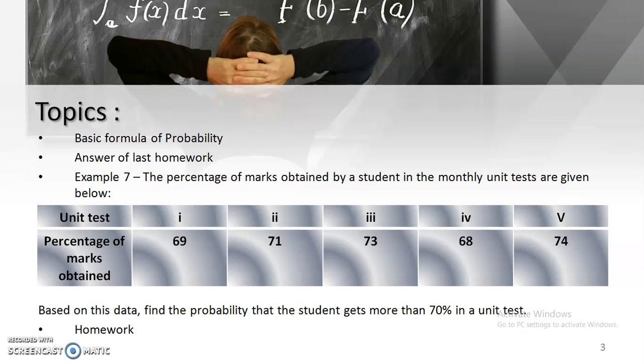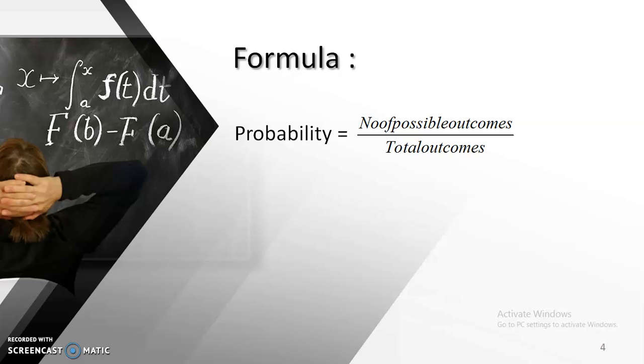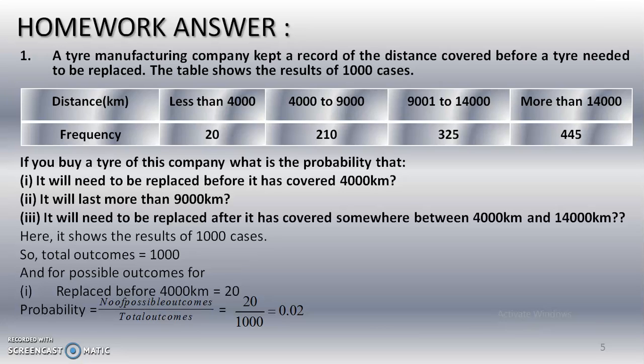Starting with the first, it's the basic formula. Probability equals the number of possible outcomes divided by total outcomes, which is already known. So go to the next. It's the homework answer, and the question is the same as example 6. Got it? If you have checked properly.